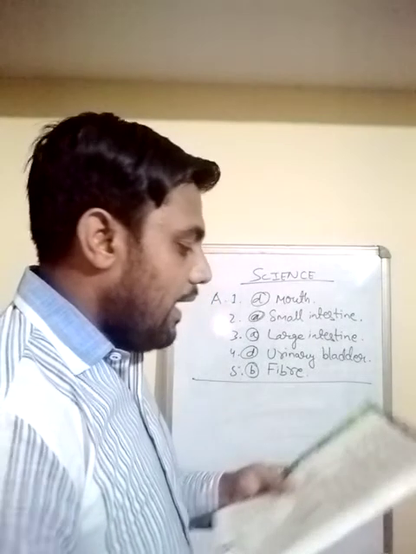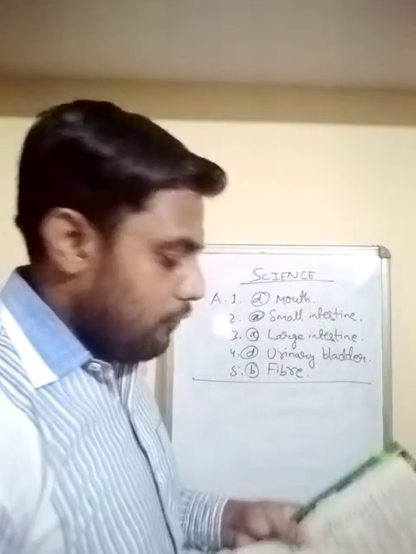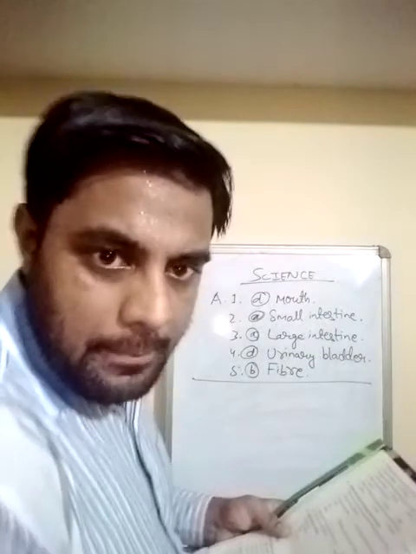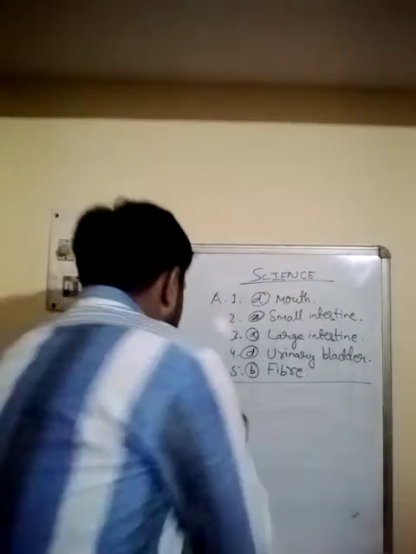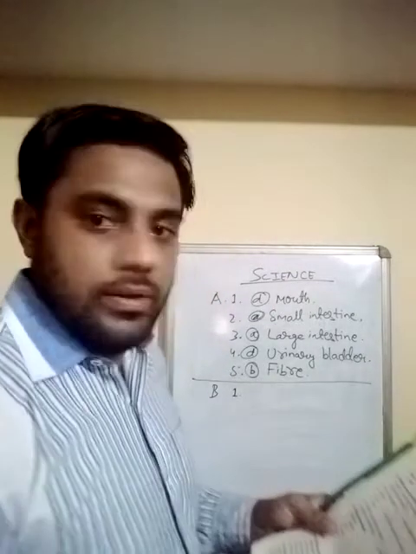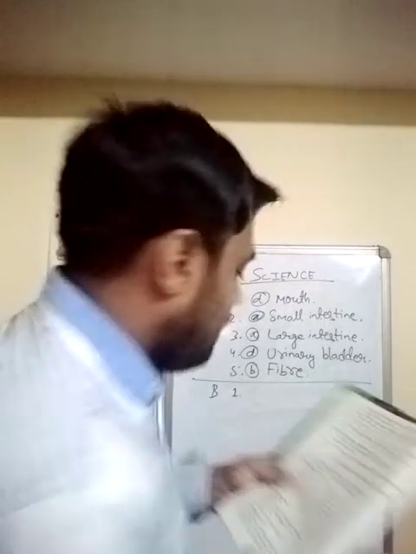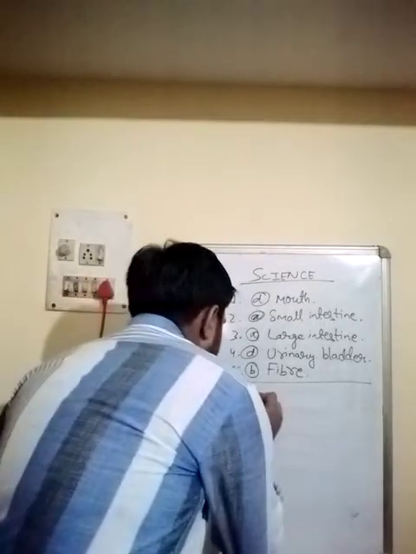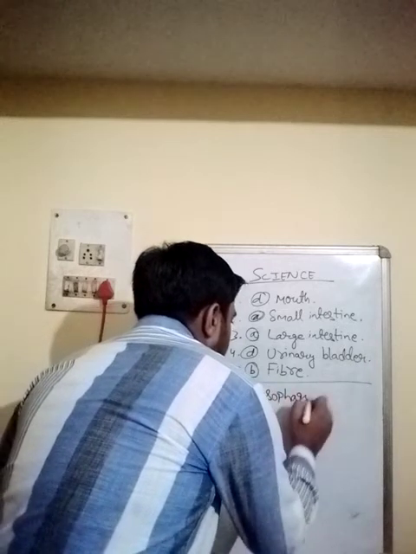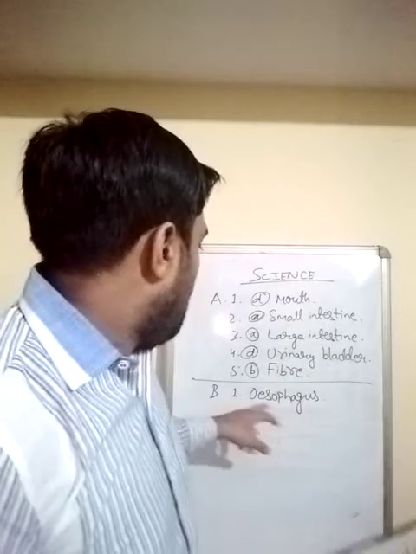Moving on to exercise B, choose the correct word to fill in the blank. Okay, for every blank there are 2 options given. You have to choose the correct option and fill in the blank. So let's continue. B1. From the mouth, the chewed food reaches the stomach via the, your correct answer is esophagus. Okay, your correct answer is esophagus.